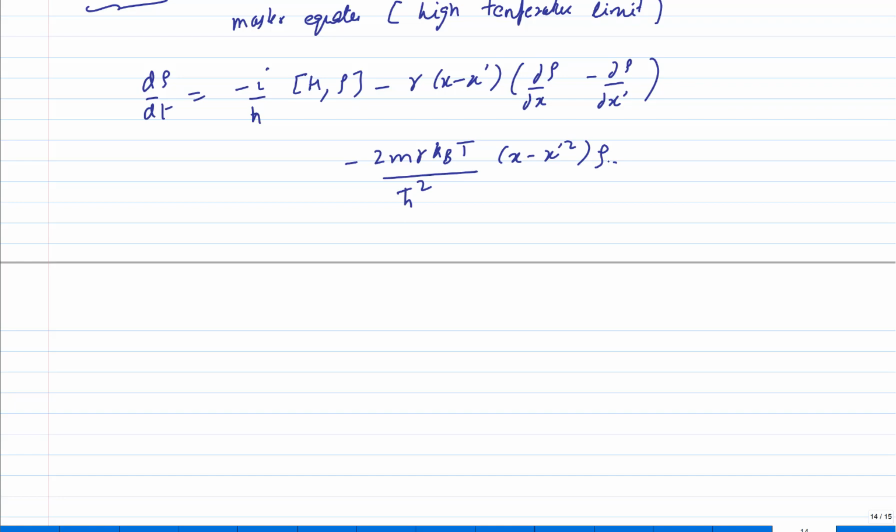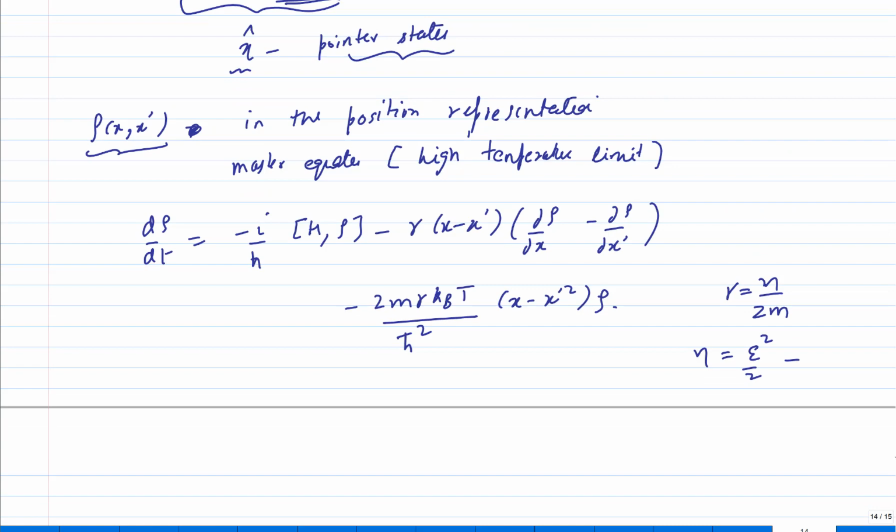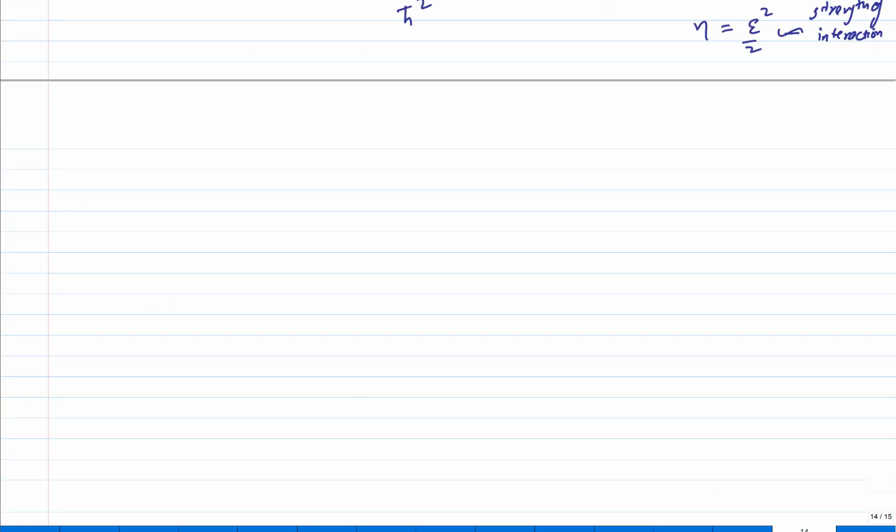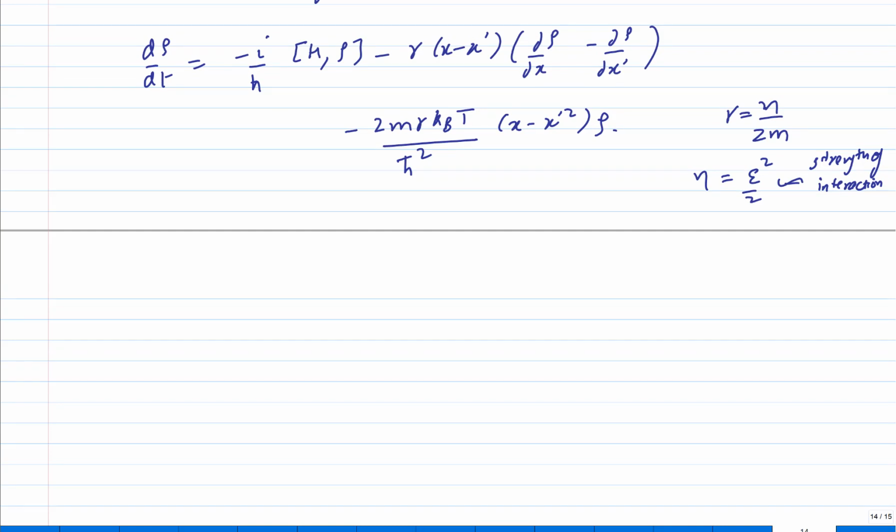So essentially, as you can see here, let me just define the quantities here. Gamma is given by eta by 2m, where m is the mass of the particle and eta is nothing but epsilon squared by 2, which is the strength of our interaction. Remember, the interaction Hamiltonian had an epsilon. So this is related to the strength of interaction. So k_B is the Boltzmann constant, T is the temperature, and so on and so forth.